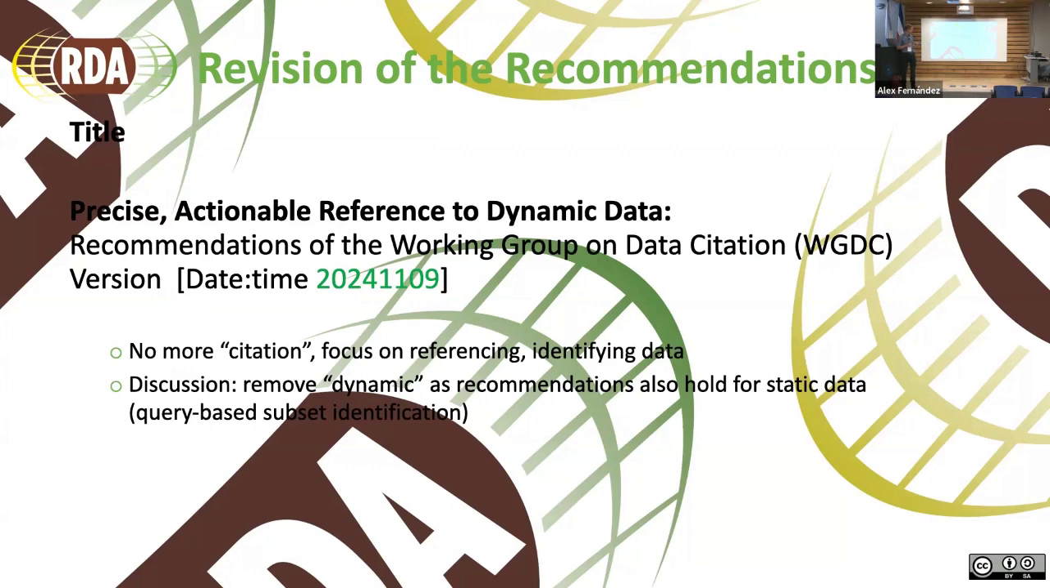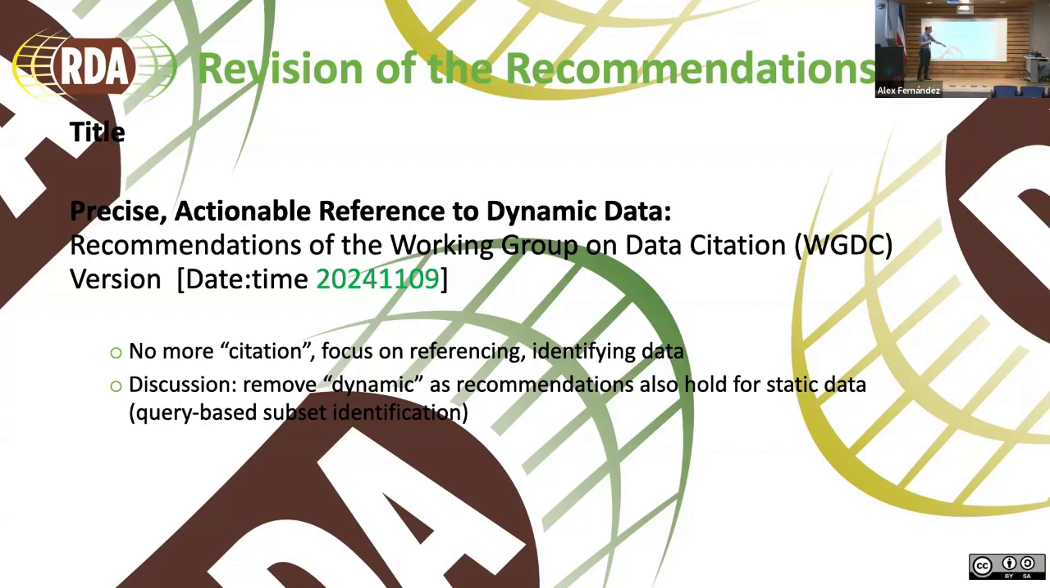Okay? So I'll go through the recommendations step by step. The first thing that we do is changing the title: Precise, actionable reference to dynamic data, and then recommendations of the working group on data citation. That's the new title. Really focusing on the precise and actionable reference to dynamic data, which obviously also includes static data, because static data is dynamic data that has 0 updates. Okay? So for any kind of data. And that's the version that we had with the last edits on the 9th of November. So no more citation, focusing on referencing and identification.